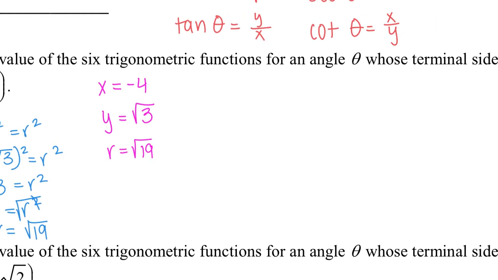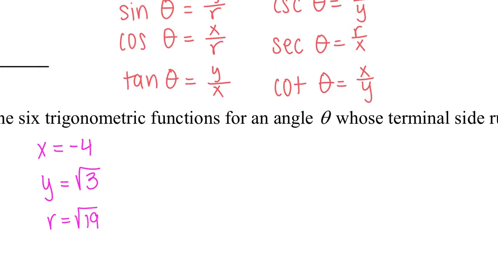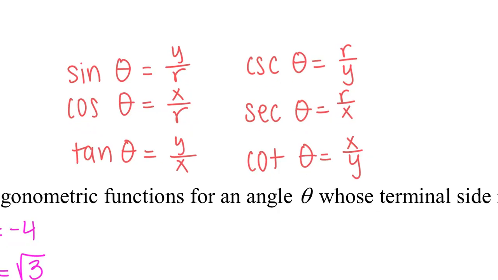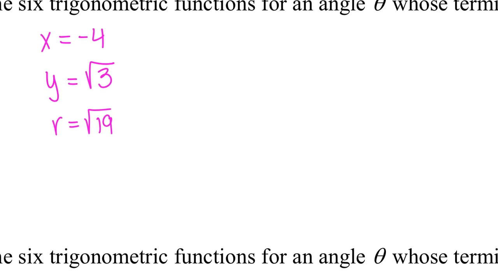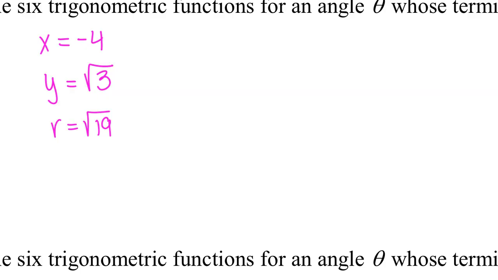So going ahead to do the first one. If you need to write this down, please make sure it's written down somewhere because you have to know this. So I'm going to go ahead and find all 6. I have sine theta, and sine theta is y over r. Okay, so looking at it, y is the square root of 3, and r is the square root of 19.